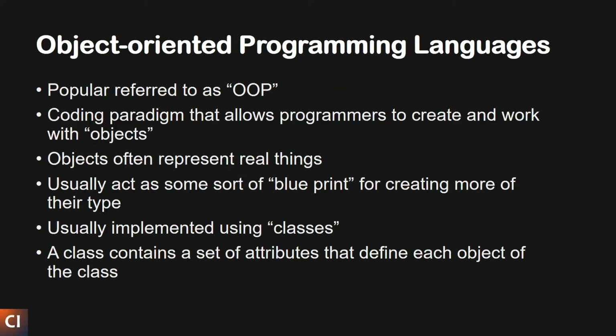All right. And object-oriented programming languages, you usually hear OOP. These allow you to represent certain constructs in your code as objects. These objects usually represent real things, and they are like some sort of blueprint for creating more of their type. Now, this is a bit abstract, but you see something like classes. You see a language and something like class, and there's a whole lot of definitions going on there. But I'll explain it with an analogy.